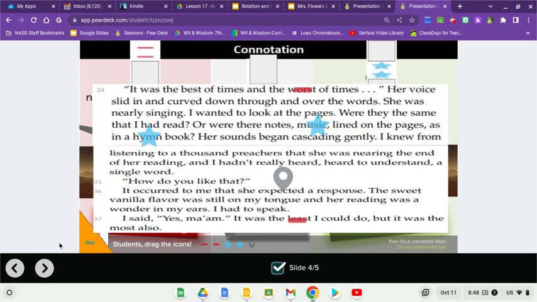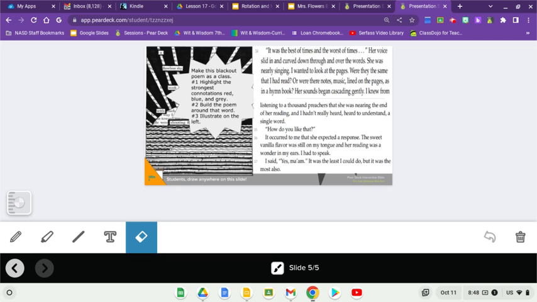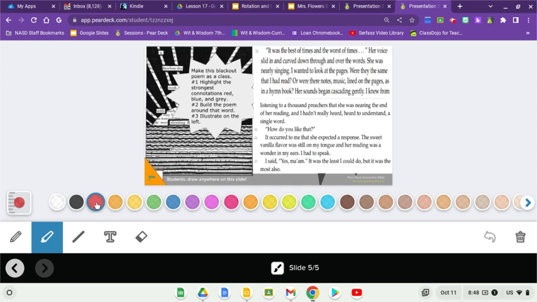expected. Right? So maybe I want to go with those words when I make my blackout poetry on the final slide, slide 5. Right? And it says here to highlight the strongest connotations in red. Well, I'm going to turn on my highlighter, turn on red, and I'm going to find the word worst. I'm going to keep that in there. I'm going to find the word least and keep that in there.